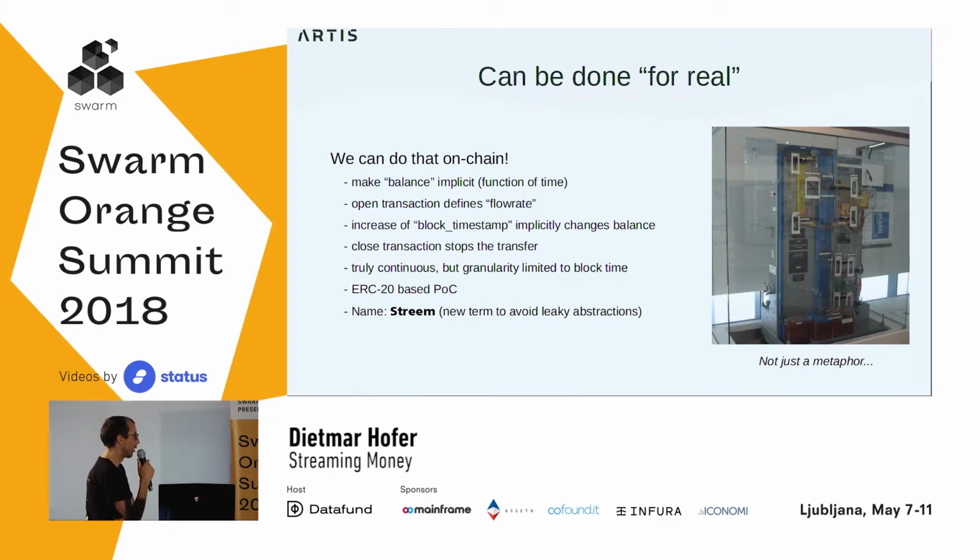So the transaction for opening a stream, instead of defining receiver and amount, defines receiver and the flow rate. And we get the state change, because if the balance changes, that is a state change. But we can get that state change by leveraging the change of block timestamp, because that's also a state change. And we just need another transaction for closing it, and that's it. It can run for as long as we want.